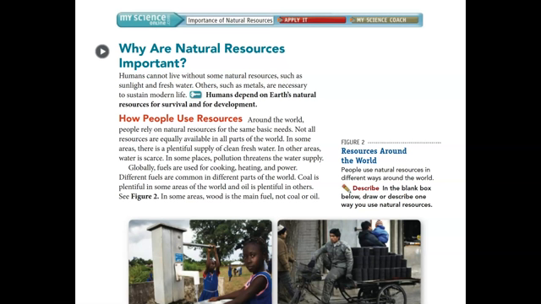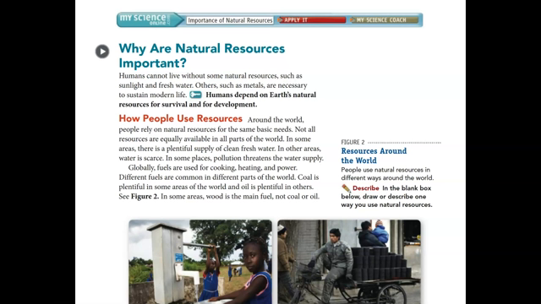Around the world, people rely on natural resources for the same basic needs. Not all resources are equally available in all parts of the world. In some areas, there is a plentiful supply of clean, fresh water. In other areas, water is scarce, so not really there. In some places, pollution threatens the water supply.